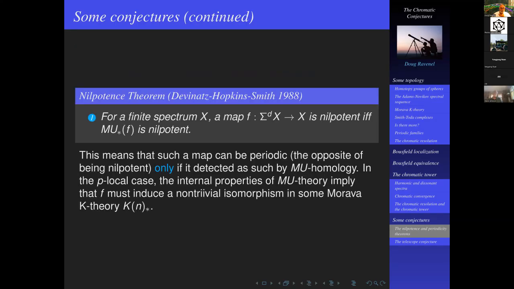Now, this is one part of the nilpotence theorem. It says for a finite spectrum X, a self map is nilpotent if and only if it's nilpotent in BP homology. This means that such a map can be periodic, the opposite of being nilpotent, if and only if MU homology sees it that way. And in the p-local case, this means that some Morava K-theory has to see it. If it's periodic, it has to be seen by some Morava K-theory.